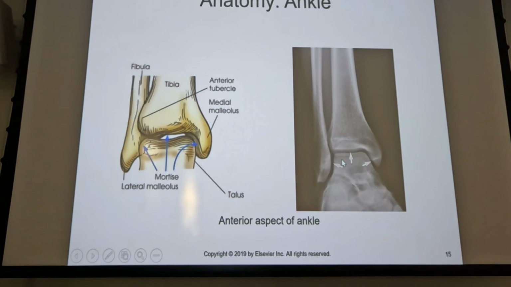You can kind of see it on the x-ray. You might not be able to see it very well up here, but in your textbook, you should be able to see that little shadow right back there. And that's what we would refer to as the posterior malleolus.